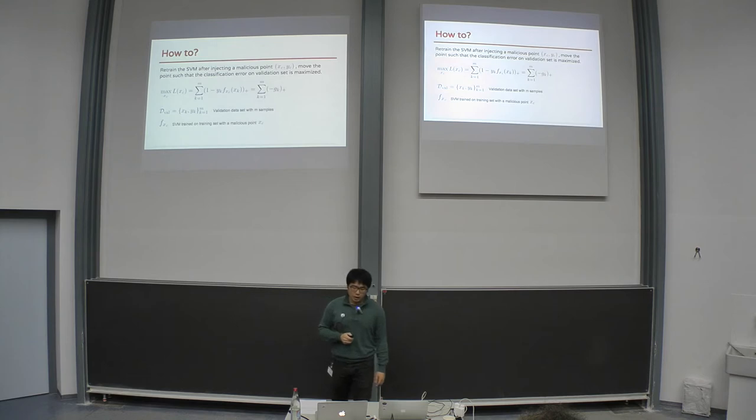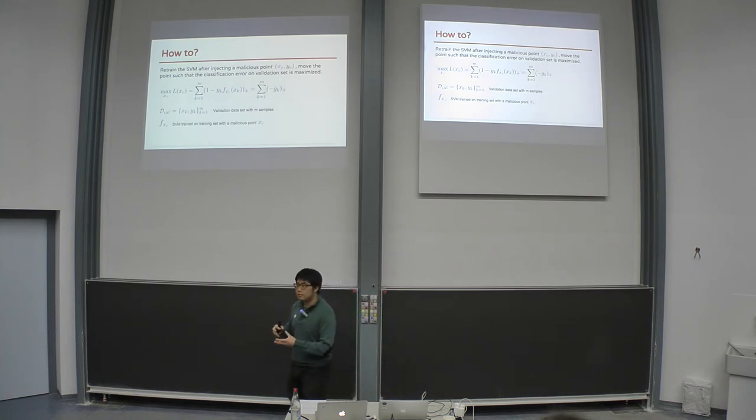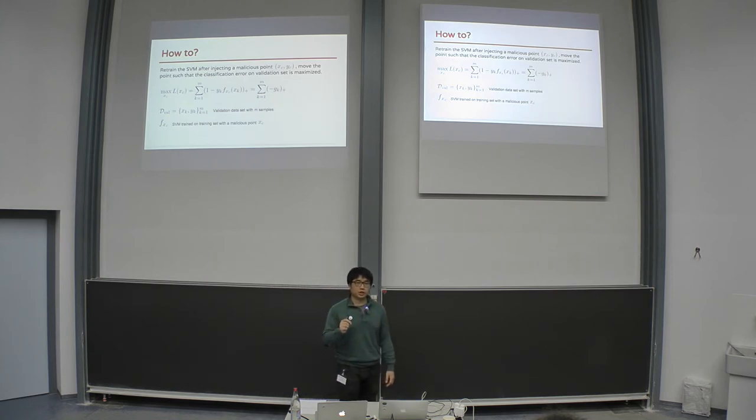So how to find the point: we have a similar objective function where we measure the aggregate of the empirical hinge loss and sum them up. And now the adversary is trying to maximize this sum of the hinge loss, and then find exactly the position x_c of that malicious point. So where is the malicious point I should inject into your training set such that the SVM will not work?